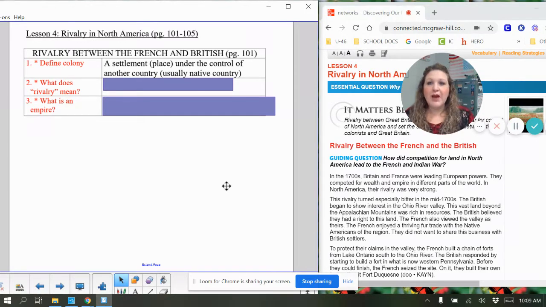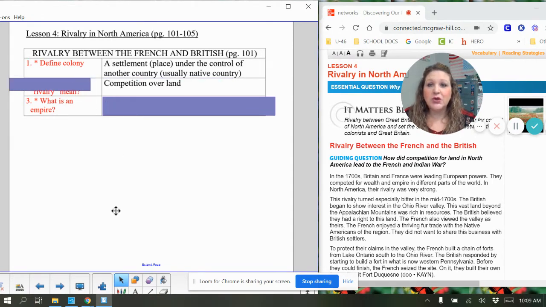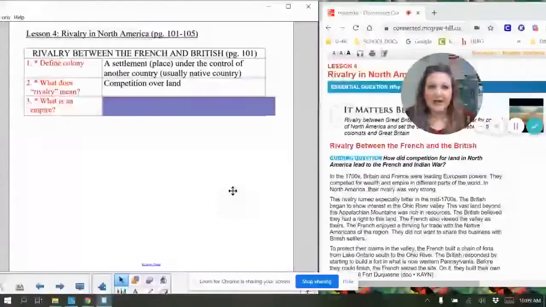Now number 2, rivalry. We have this term rivalry right here in the title. So what does rivalry mean? We need to define that to understand what's happening here. Rivalry means that it's a competition. In this particular rivalry, what they are competing over is land. Sometimes people say that a rival is like your enemy, and it doesn't necessarily have to be. It could just be a friendly competition.